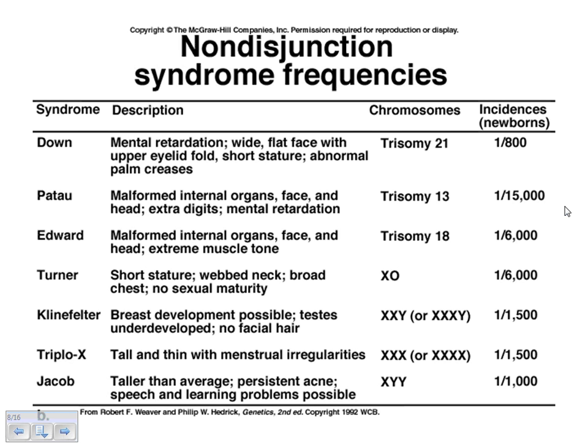Klinefelter's, again, breast development usually happens in a guy. The testes are underdeveloped. They usually don't have to shave. That would be one nice thing about having Klinefelter's disease. But they can be sterile. They can have reproductive problems.